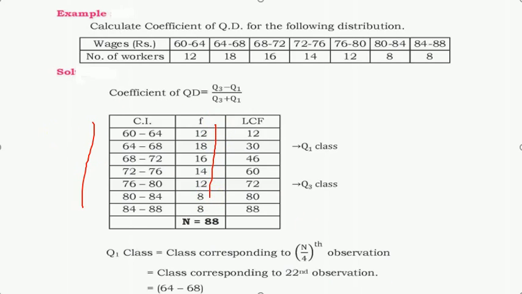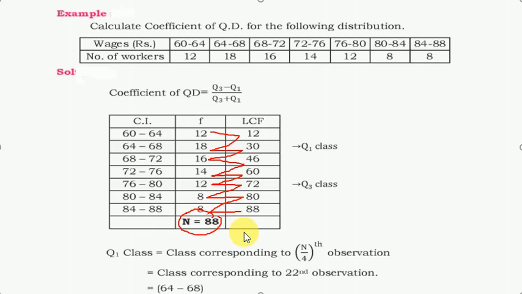Now to find the semi-interquartile range, first we need the less-than cumulative frequency. The first cumulative frequency is 12, and then we keep adding the subsequent numbers. 12 plus 18 is 30. 30 plus 16 is 46. 46 plus 14 is 60. 60 plus 12 is 72. 72 plus 8 is 80. 80 plus 8 is 88. So the total number of workers here is 88.